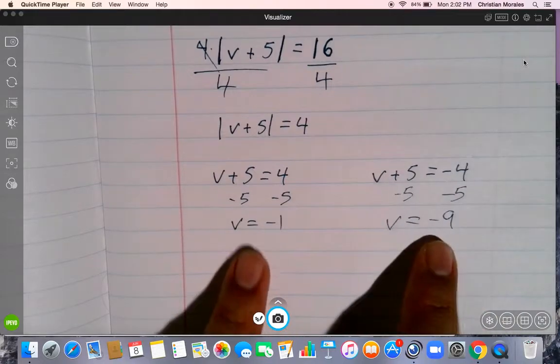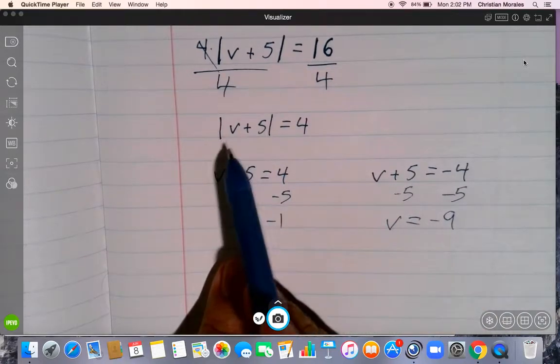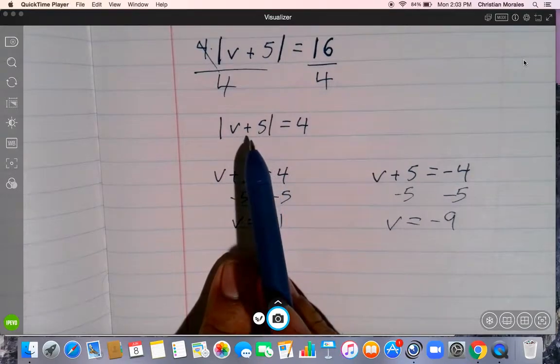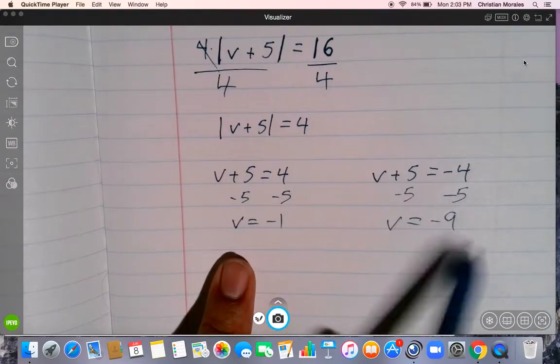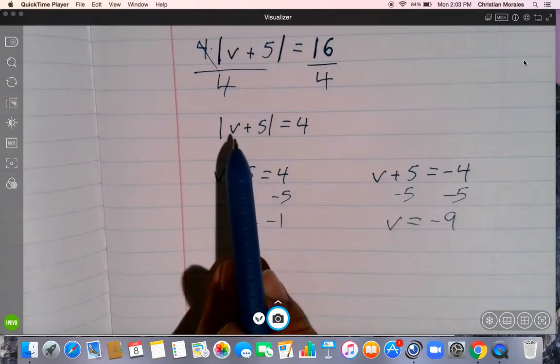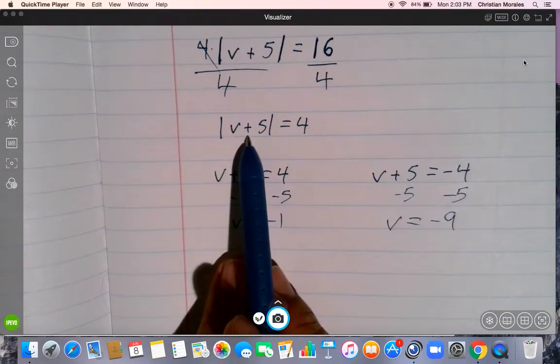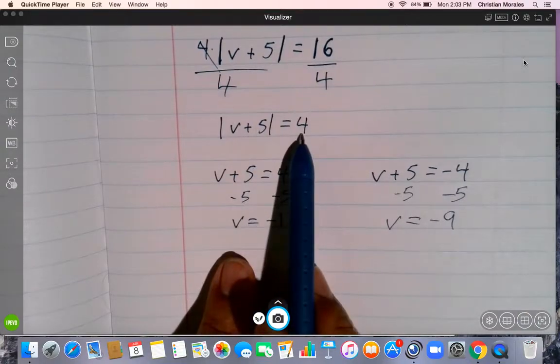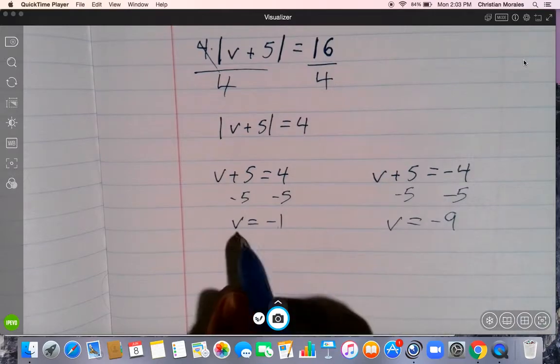What that means is, if you plug in a -1 in here, -1 plus 5 will be a 4. And the absolute value of 4 is 4. But if you plug in a -9, -9 plus 5 is -4. And if you put a -4 inside absolute values, you still get 4. So these are your two answers here.